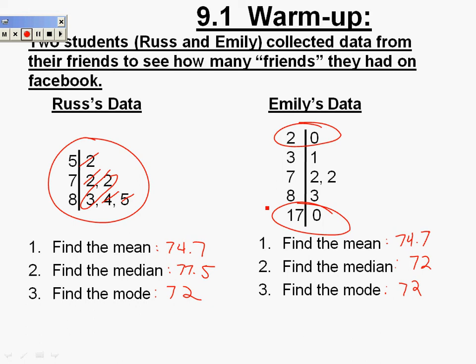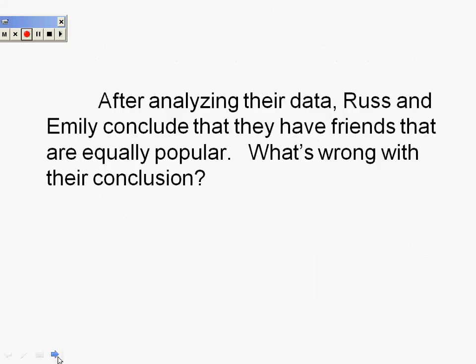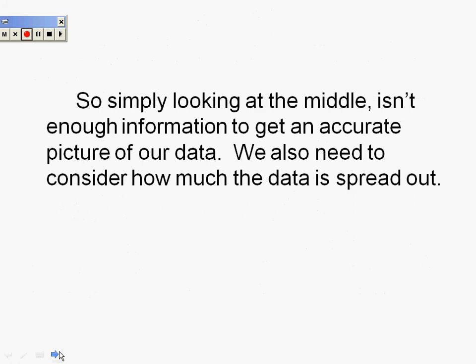So that kind of goes to show you that even though the mean, median, and mode, the norm values, might match, that doesn't mean your data is the same, okay? So let's go ahead and take a look at another point I'm trying to make here. Simply looking at the middle is not enough information to get an accurate picture of data. We also need to consider how the data is spread out.